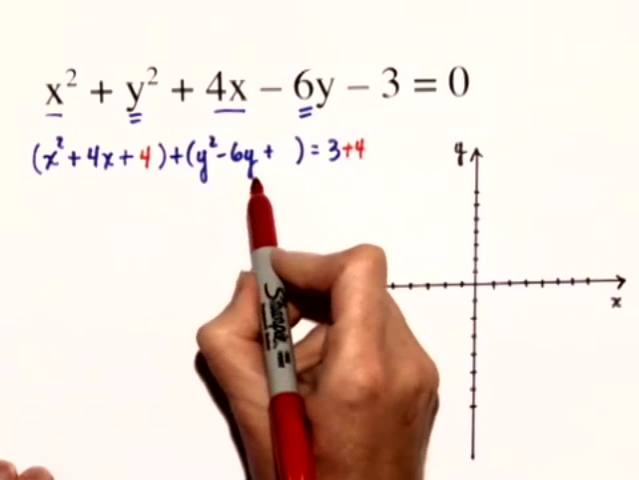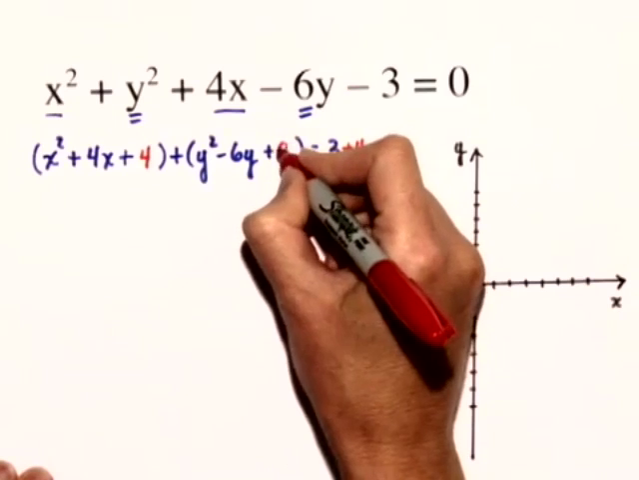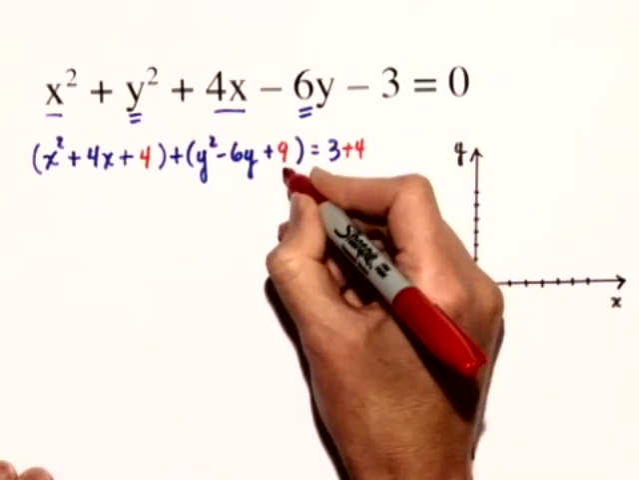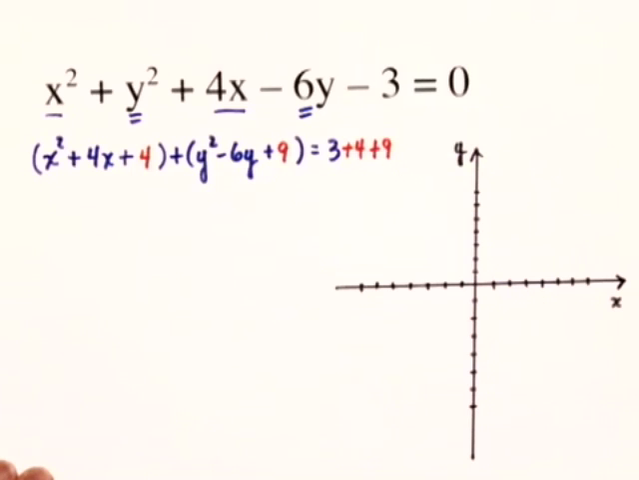Let's complete the square on y. The linear coefficient on y is -6. Half of -6 is -3. When I square -3, I get 9. Since I added 9 to the left, I'll also do the same thing to the right.